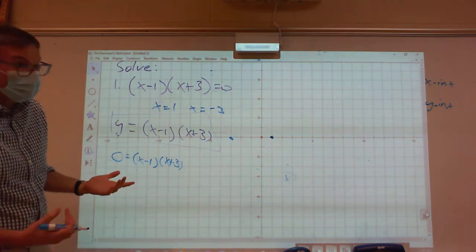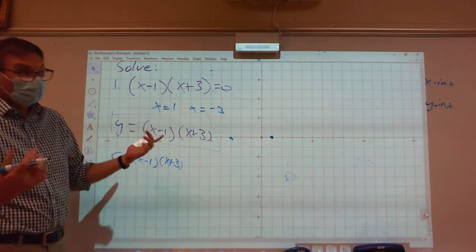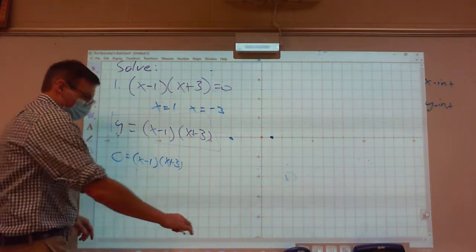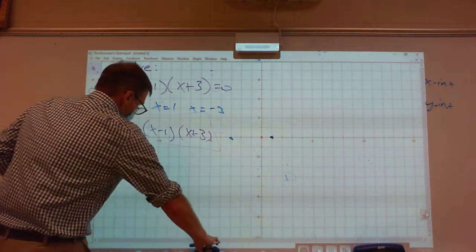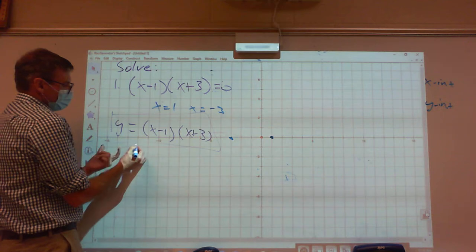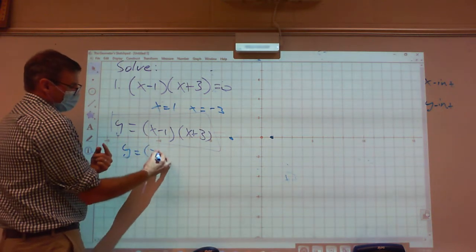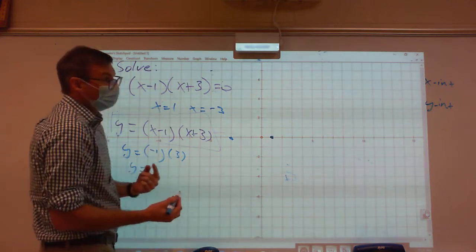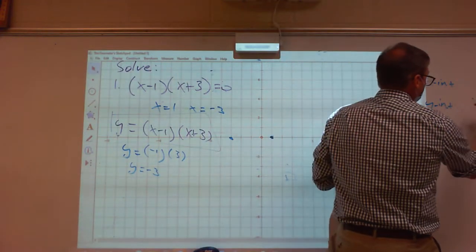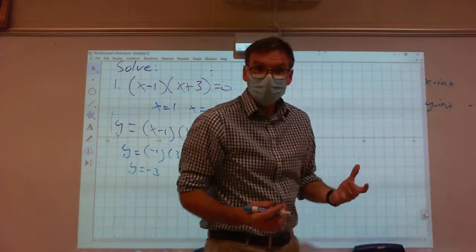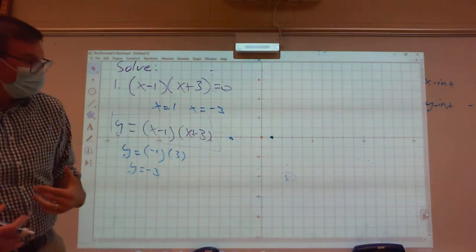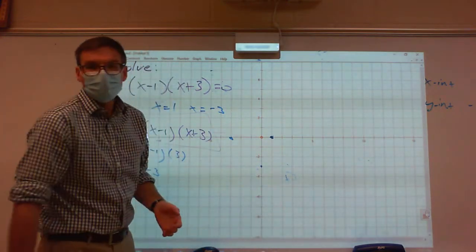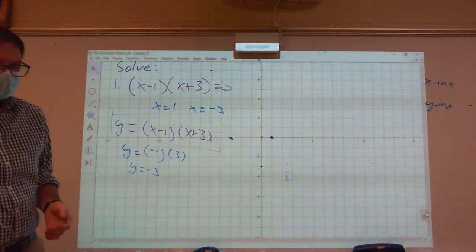All right, next up, I want to find the y-intercept. And the way we're going to find the y-intercept is we're going to plug in 0 for the other thing. And so if I plug in 0 for x's, that's not so bad. When I plug in 0 for x's, then that's going to give me y equals, well, -1 times 3. And so I end up with y is equal to -3. So I just found out that my y-intercept is going to be -3. And if we're keeping track of our picture, that means it's going to cross the y-axis at -3.